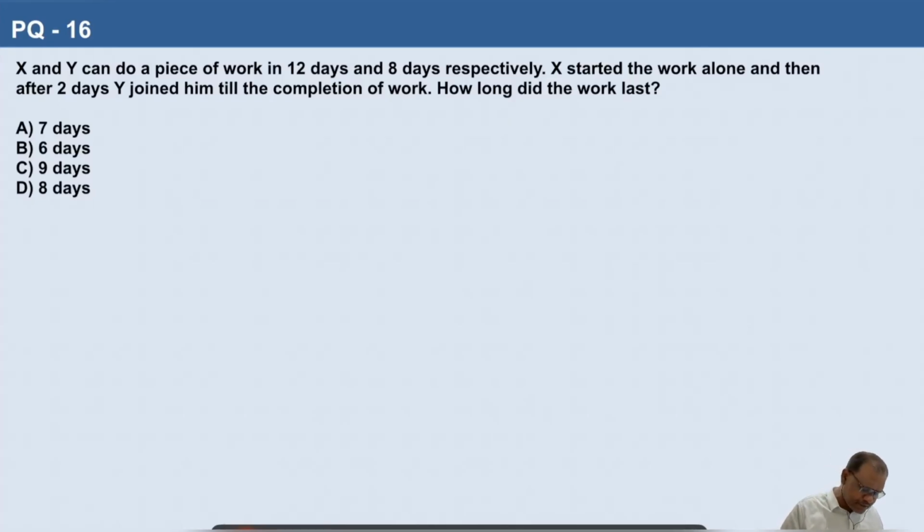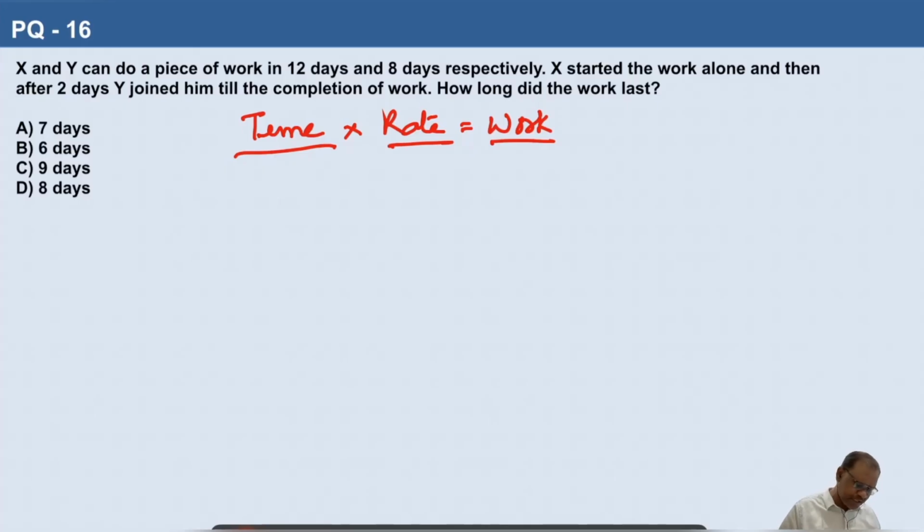So write the options. Time into rate is equal to work done. So we have two people here, X and Y. X will take 12 days, Y will take 8 days. So the LCM of 12 and 8 is 24. 24 is divisible by 12 two times, and divisible by 8 three times.